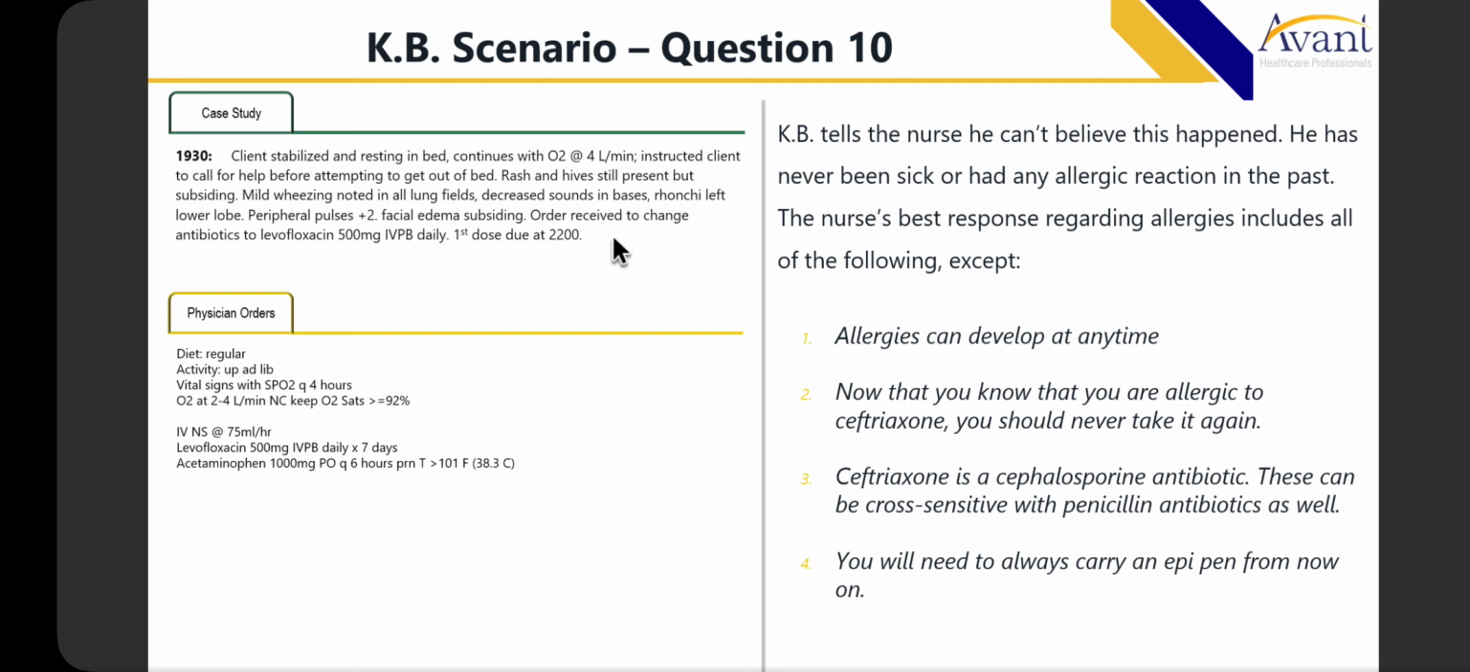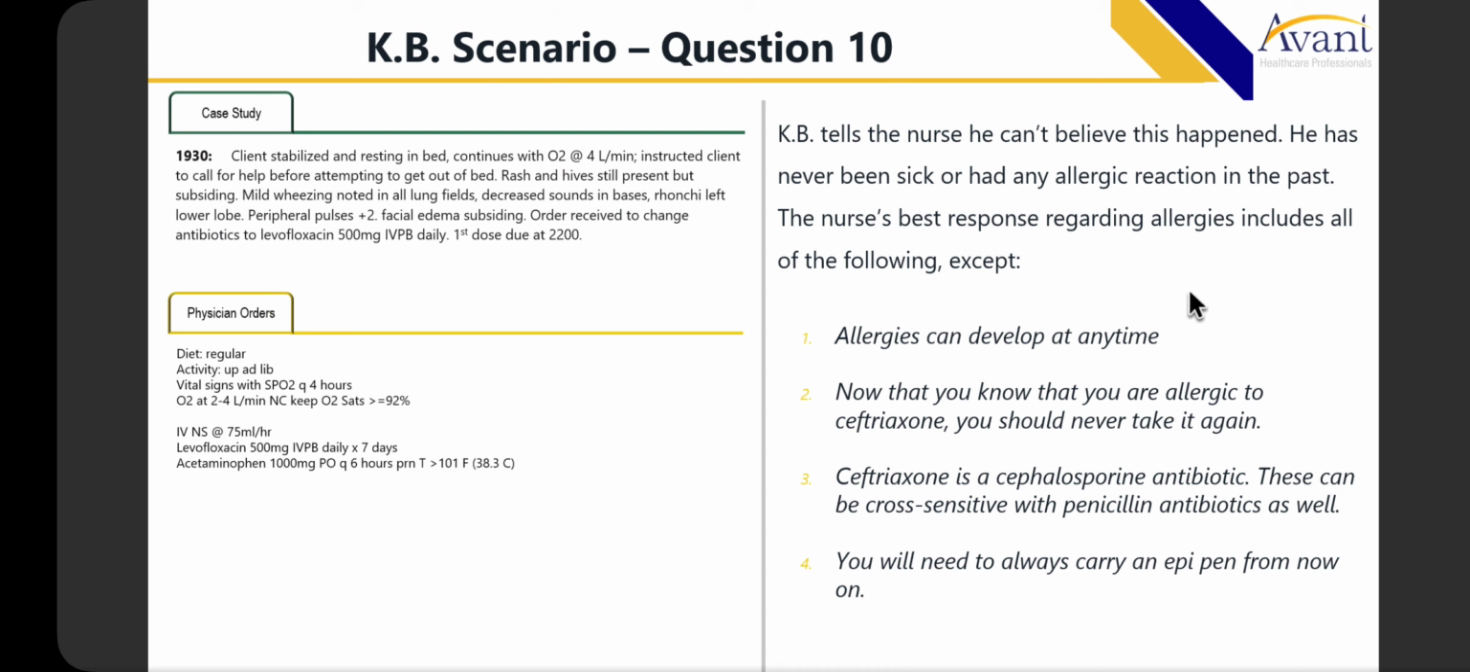Facial edema subsiding. Order received to change antibiotics now to levofloxacin 500 IV piggyback daily. First dose is due at 2200 hours. The orders: diet is regular, up ad lib, vital signs and SpO2 every 4 hours, oxygen at 4 liters to keep the sats above 92, the saline, the antibiotic, and acetaminophen.